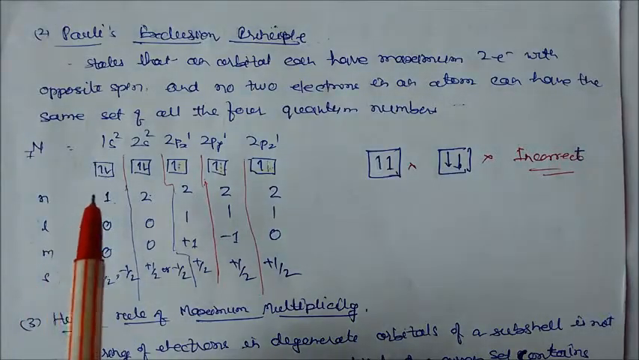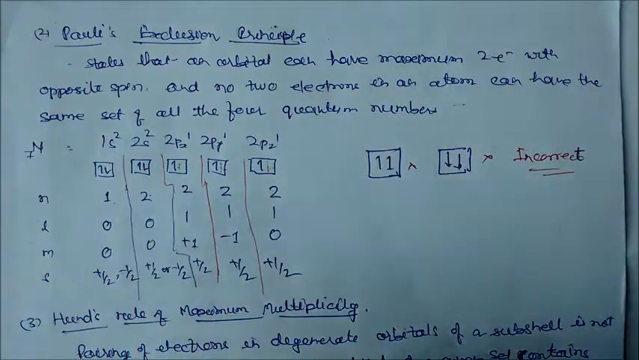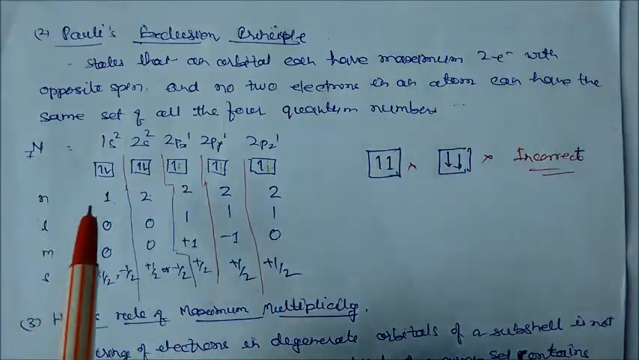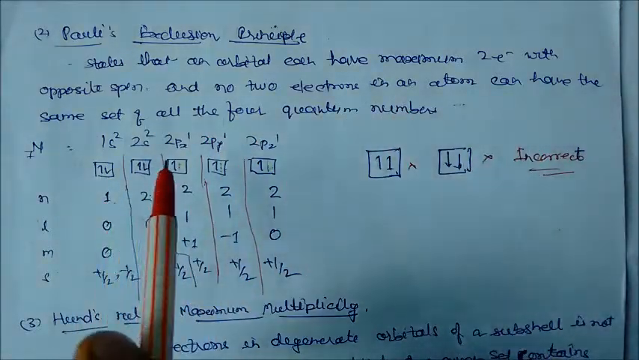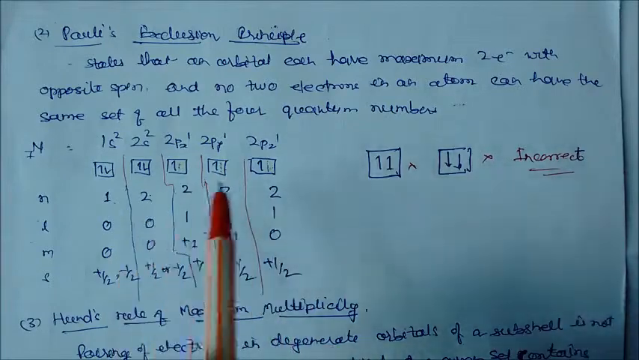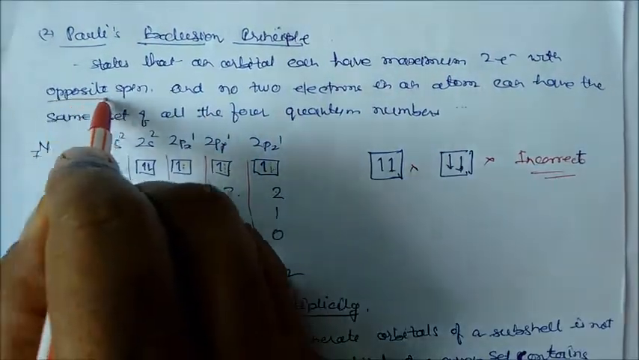Now the next rule is the Pauli exclusion principle. It states that an orbital can have a maximum of 2 electrons with opposite spins, and no 2 electrons in an atom can have the same set of all the 4 quantum numbers. So electrons should have 2 opposite spins. This is the important point.